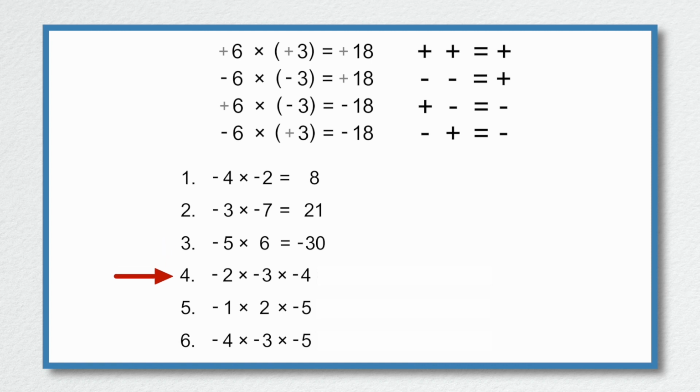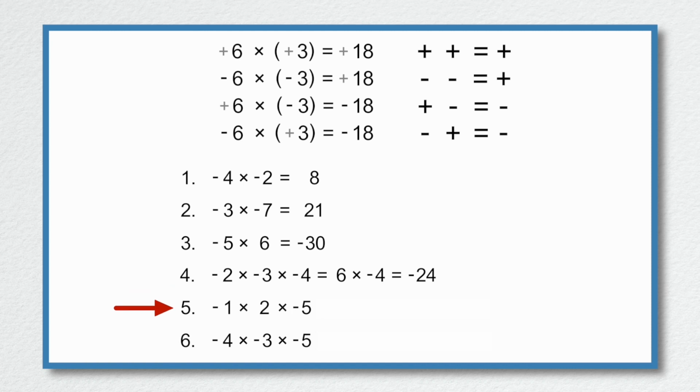We have, for question 4, negative 2 multiplied by negative 3 multiplied by negative 4. Well, 2 multiplied by 3 multiplied by 4 is 24. But we've got a negative multiplied by a negative multiplied by a negative. The overall effect is going to be a negative answer, because a negative and a negative produces a positive. We then have a positive multiplied by a negative is going to give us a negative. So the answer is negative 24.